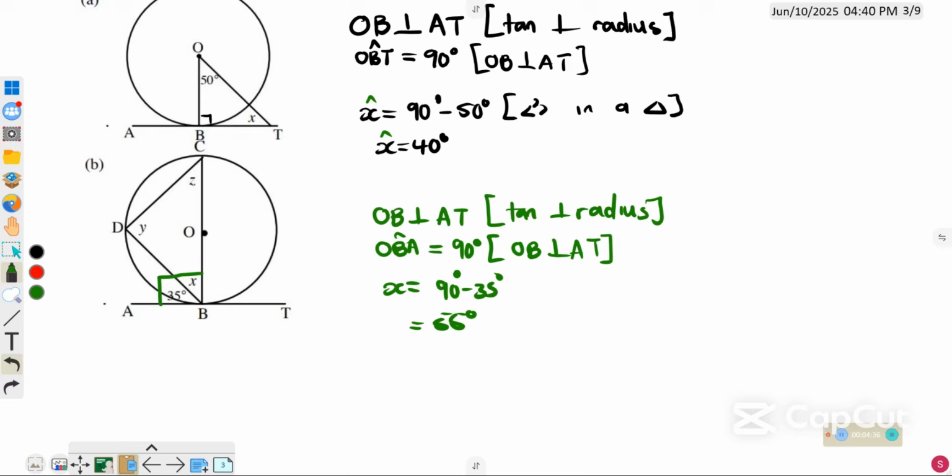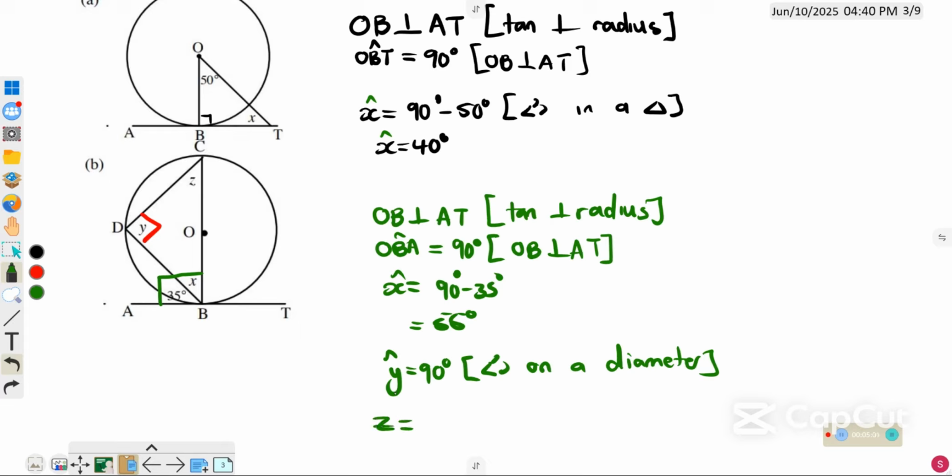X is 55. But once we have X, we can find Y. Remember, the line BC is a diameter, making angle Y equals to what? Equals to 90 degrees. Remember, this is a special case. A diameter subtends a 90 degrees at the circumference, right? So these are angles on a diameter or angles in a semicircle, right? And then moving on, we can find Z.